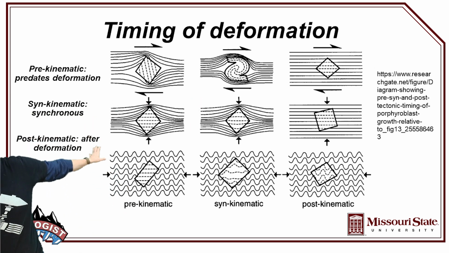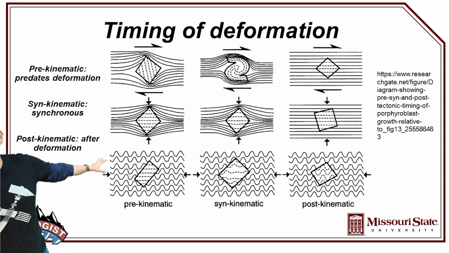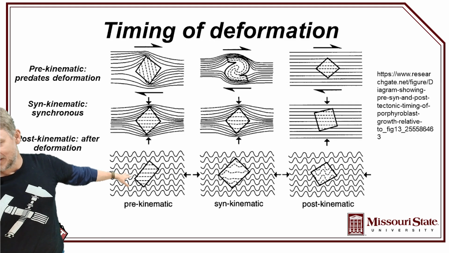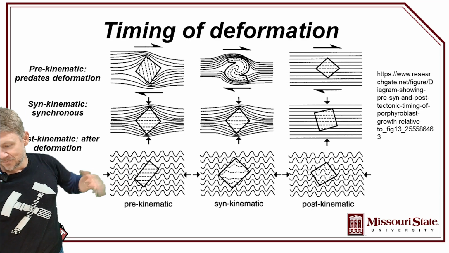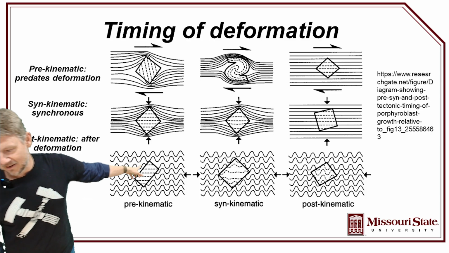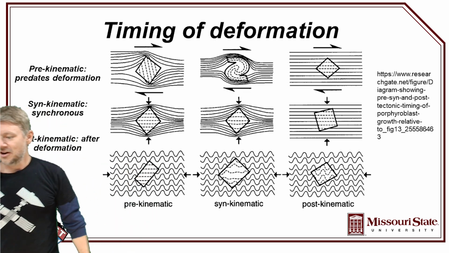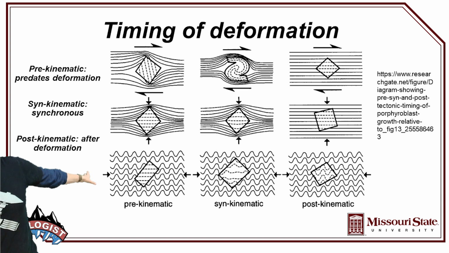Here's an example. Pre-kinematic means you've got this little chunk, this bottom left. When the deformation event occurs, it overprints everything in there, right? Because it was pre-kinematic, it had to exist beforehand. We take that same chunk, post-kinematic, it grew over the fabric. That's what they're trying to show with this image, right? So it's growing over the fabric. In this case, the fabric developed around that mineral.